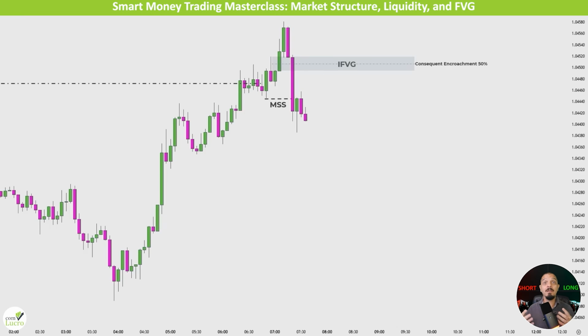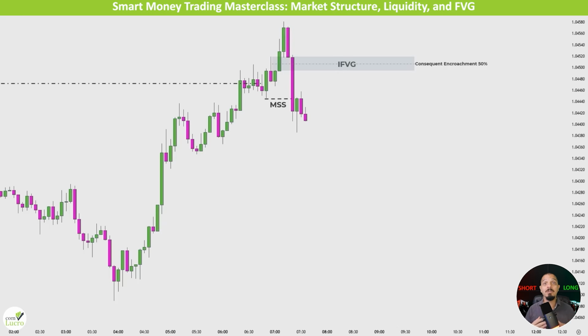At the same time, we can also identify a market structure shift at this point, adding a strong layer of confluence to our bearish bias. With these confirmations in place, we can expect price to retrace back into the inverse fair value gap zone before continuing lower, targeting the sell-side liquidity that lies below.